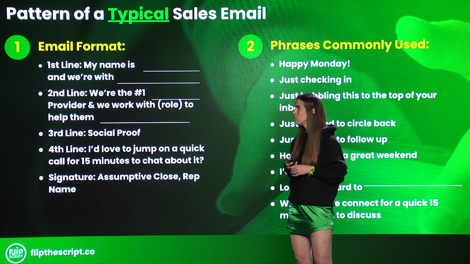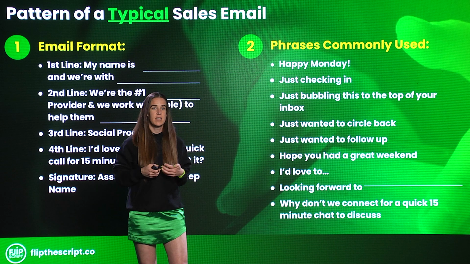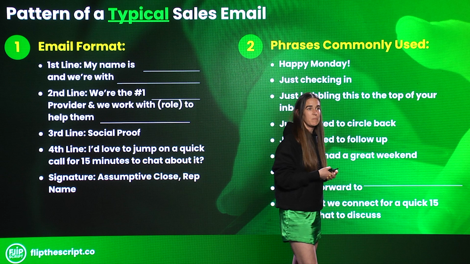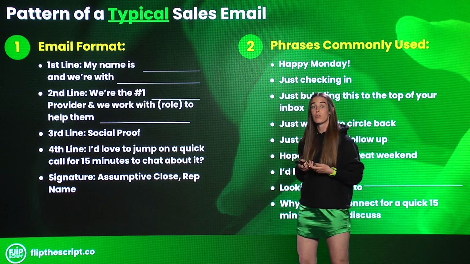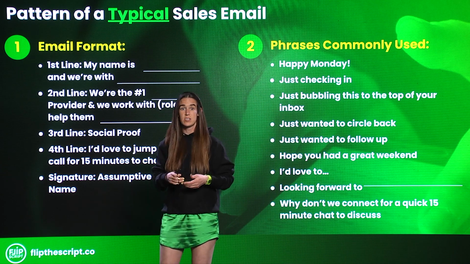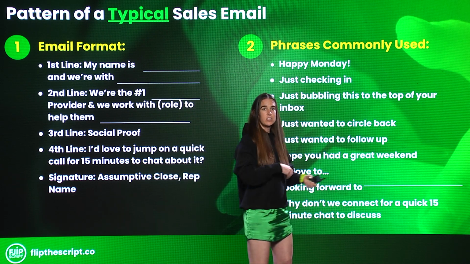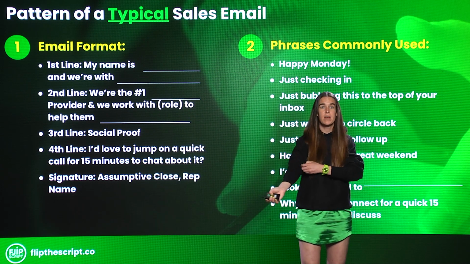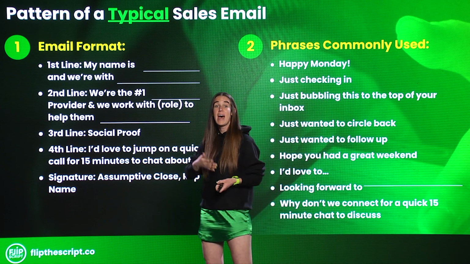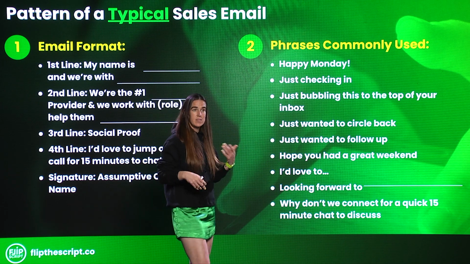So email, this is going to be the typical pattern of a sales email. The first line is going to be some form or fashion of "my name is blank and I'm with blank," so it's basically an introduction of yourself, or "the reason for my outreach is," and people put in some type of generic line. The second line usually is going to be the value prop: "we're the number one blank provider and we work with blank, VPs of sales to help them X, Y, and Z." The third line usually is going to be some type of social proof.